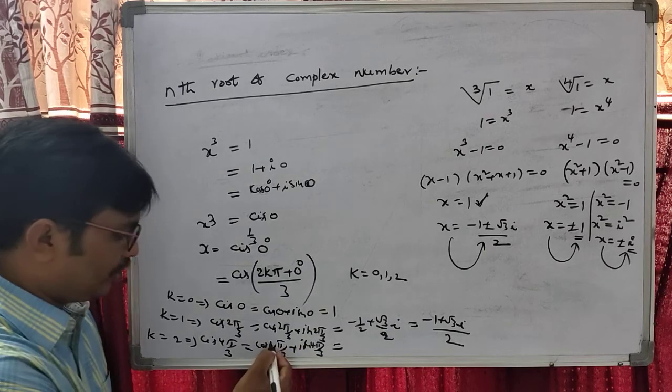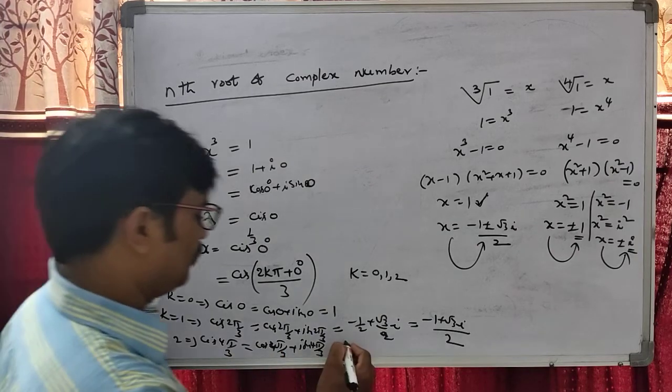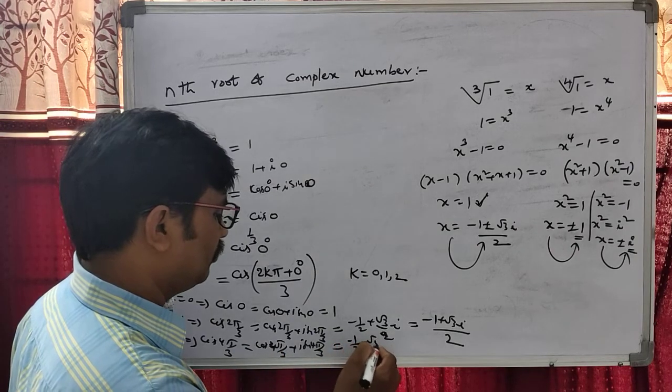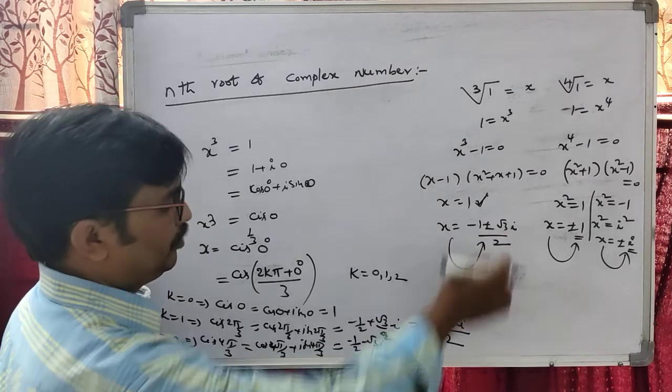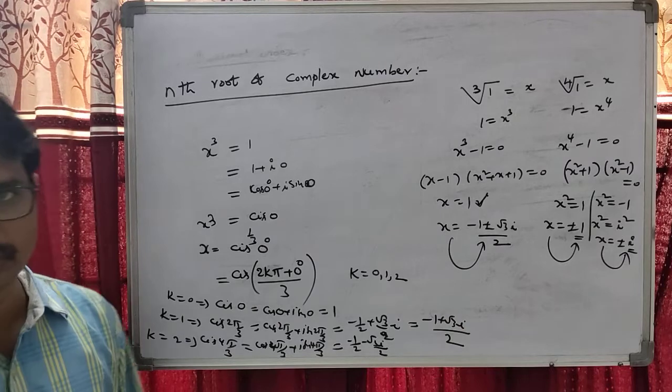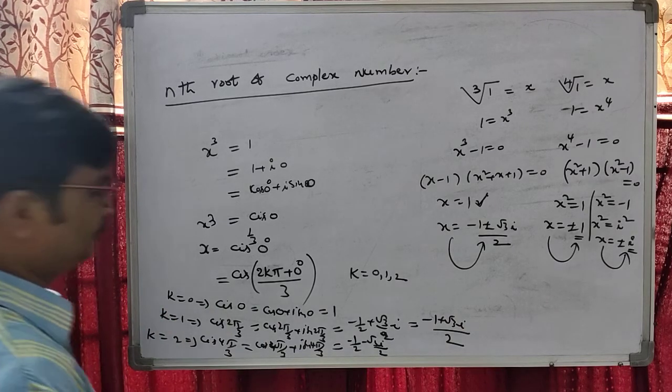4 pi by 3 can be written as pi plus pi by 3, third quadrant, minus 1 by 2 minus root 3 by 2, minus 1 minus root 3 i by 2. So these are the solutions. Okay, now students, I will take another one.